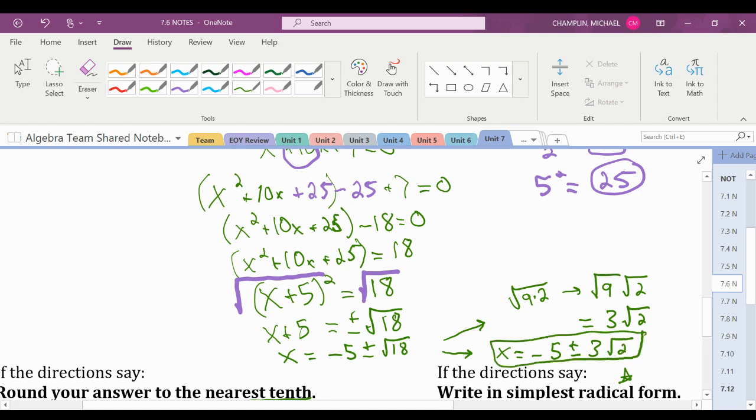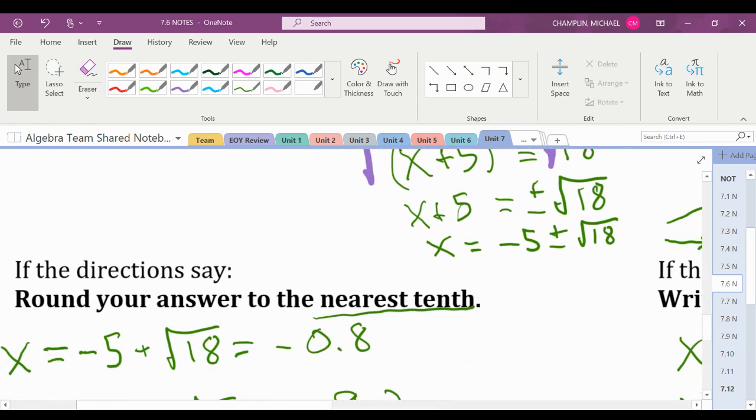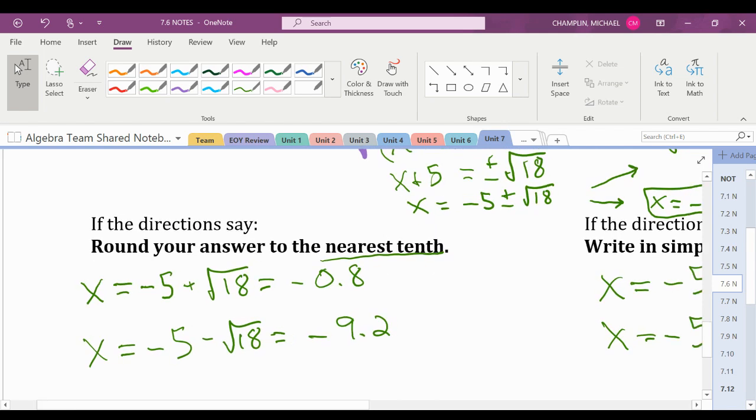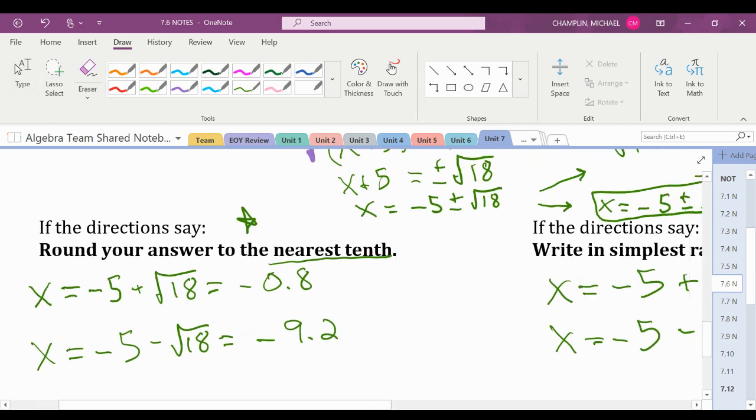But what if it says round your answers to the nearest tenth? This is where you can plug into your calculator, your TI-Nspire, and I already did it, which you get x equals negative 5 plus the square root of 18 equals negative 0.8. As well as you want to do the subtracting the square root of 18, right? So you want to do negative 5 minus the square root of 18 equals negative 9.2. So if they ask for decimals or to the nearest tenth, make sure you round to the nearest tenth and make sure you have it in decimals.